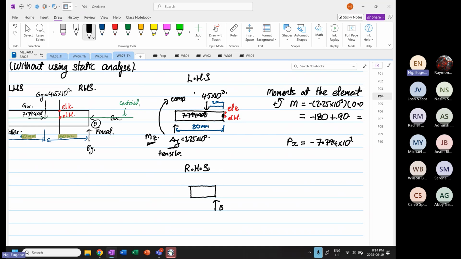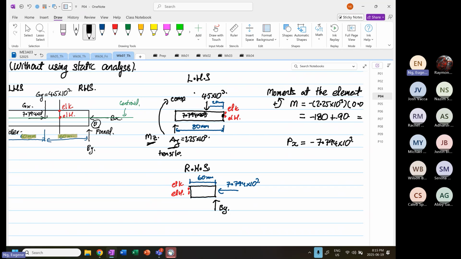Now this is your By. And then we know that we have a perpendicular distance, and the perpendicular distance over here is equal to 60 millimeters. And we know that we have a Bx over here, which is also equal to 7.794 times 10 to the power 3. So over here is our elements, right? Our element K and our element H.